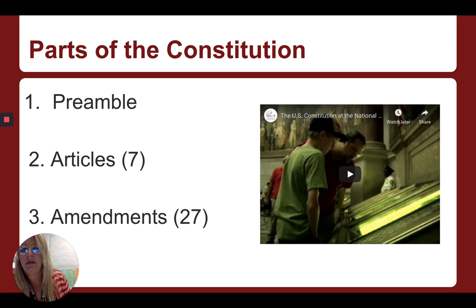And then you have the amendments. The amendments we're going to look at in more detail tomorrow in class. But really the amendments are an opportunity for changes, flexibility as time changes, as people's opinions change or needs change within the country. We can add these in, going forward. And of course, those first 10 amendments are that section we call the Bill of Rights that were added all at once within a couple of years.